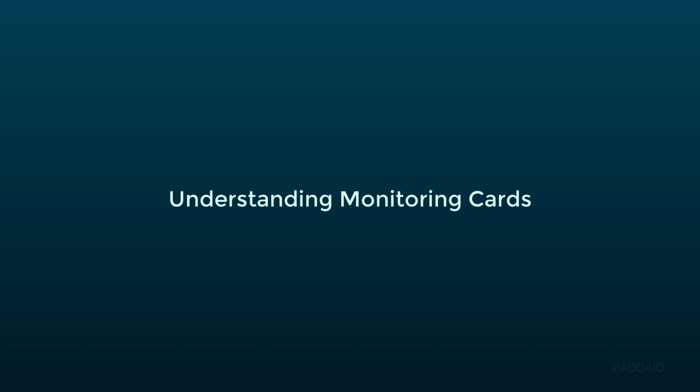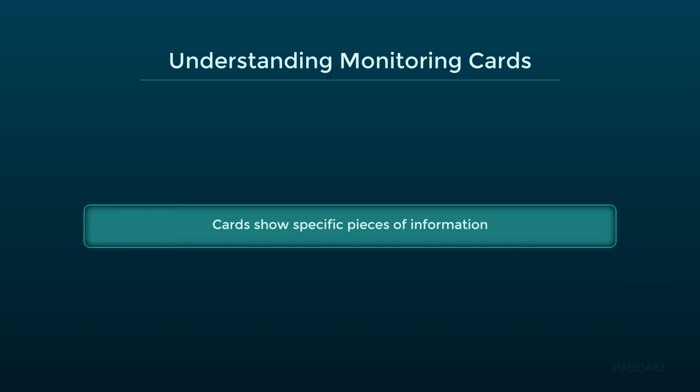Understanding monitoring cards in SAP BTP. Cards show specific pieces of information. Think of them as small windows that each display one key detail, like a speedometer in a car showing only your current speed. For instance, one card might show your application's CPU usage. This focused view helps you quickly grasp essential metrics.